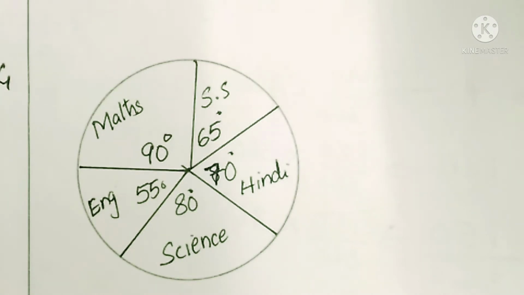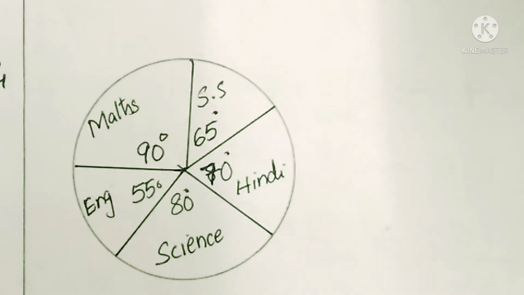Question number 4: the adjoining pie chart gives the marks scored in an examination by a student in Hindi, English, Mathematics, Social Science and Science. If the total marks obtained by the student were 540, answer the following questions. Now what is given here? Here a pie chart is given. Let us go through the information given here.